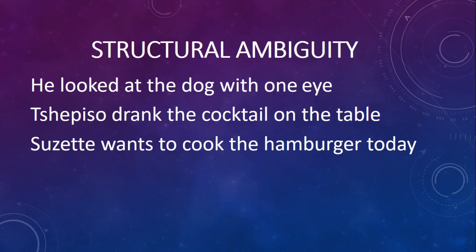Suzette wants to cook the hamburger today is also ambiguous, and it relates to the adjunct today. Does it mean that Suzette wants to do the cooking today? Or could it mean something like, today Suzette wants to cook the hamburger tomorrow? All these sentences are structurally ambiguous, which means that they have two syntactic structures or two syntactic trees associated with each of them. Let's try this out for ourselves.